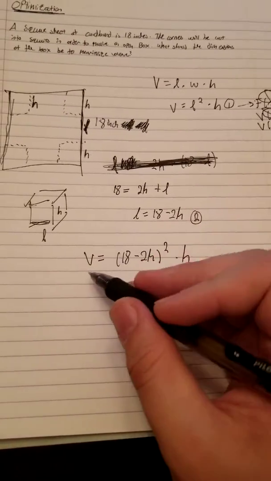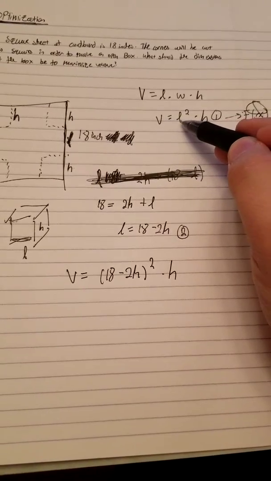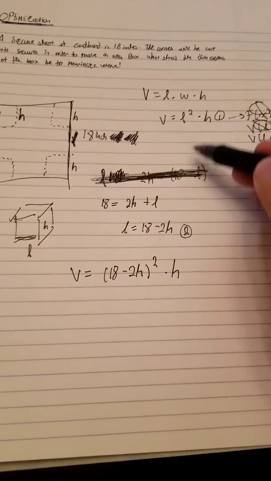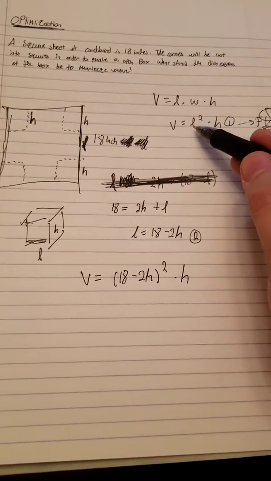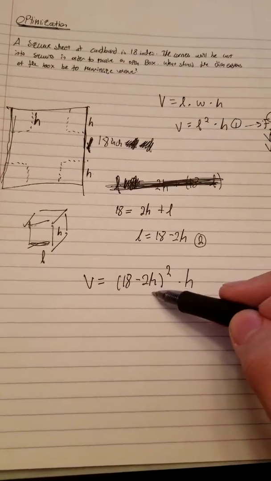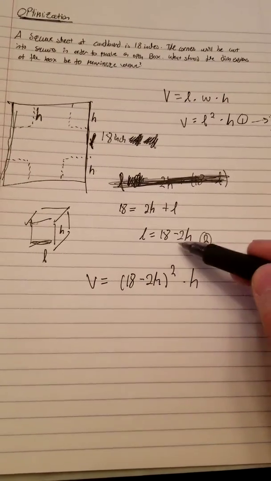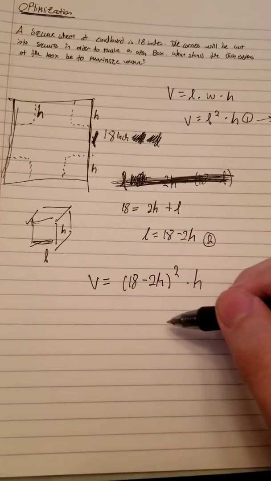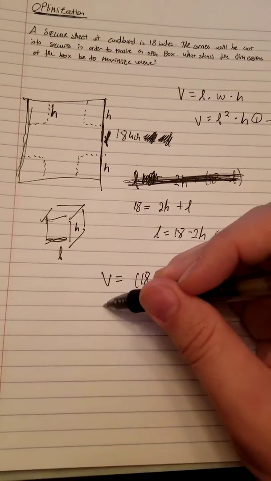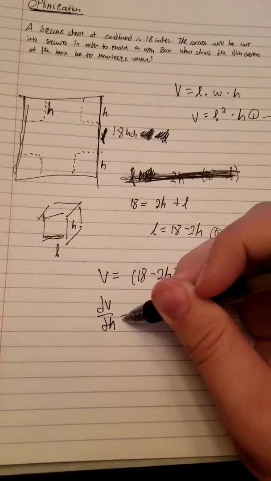Well, let's recap. Before, we had volume that changes with length and height. But now, using our second constraint equation, it's not changing with length and height anymore. It's just changing with height because the length depends on the height. See that? We kicked out the L, we put in some function of H, and now we have something to work with. So, at this point, we do dV per dH.